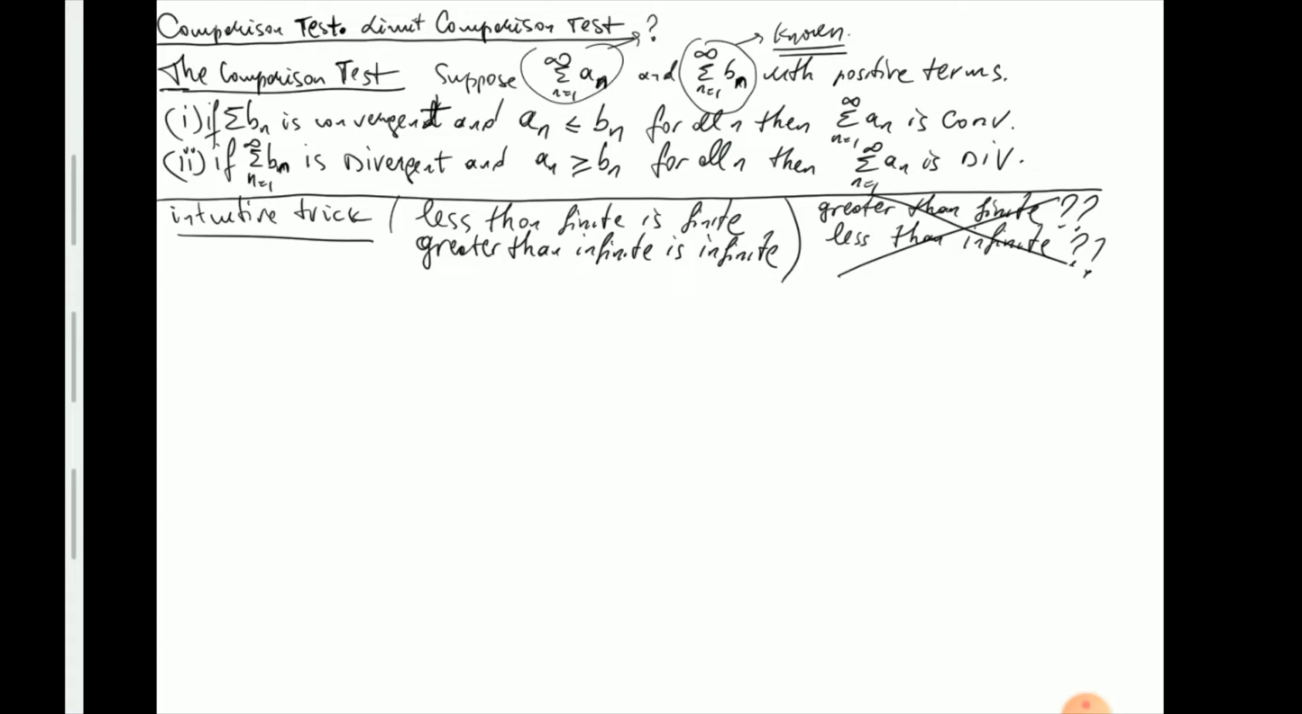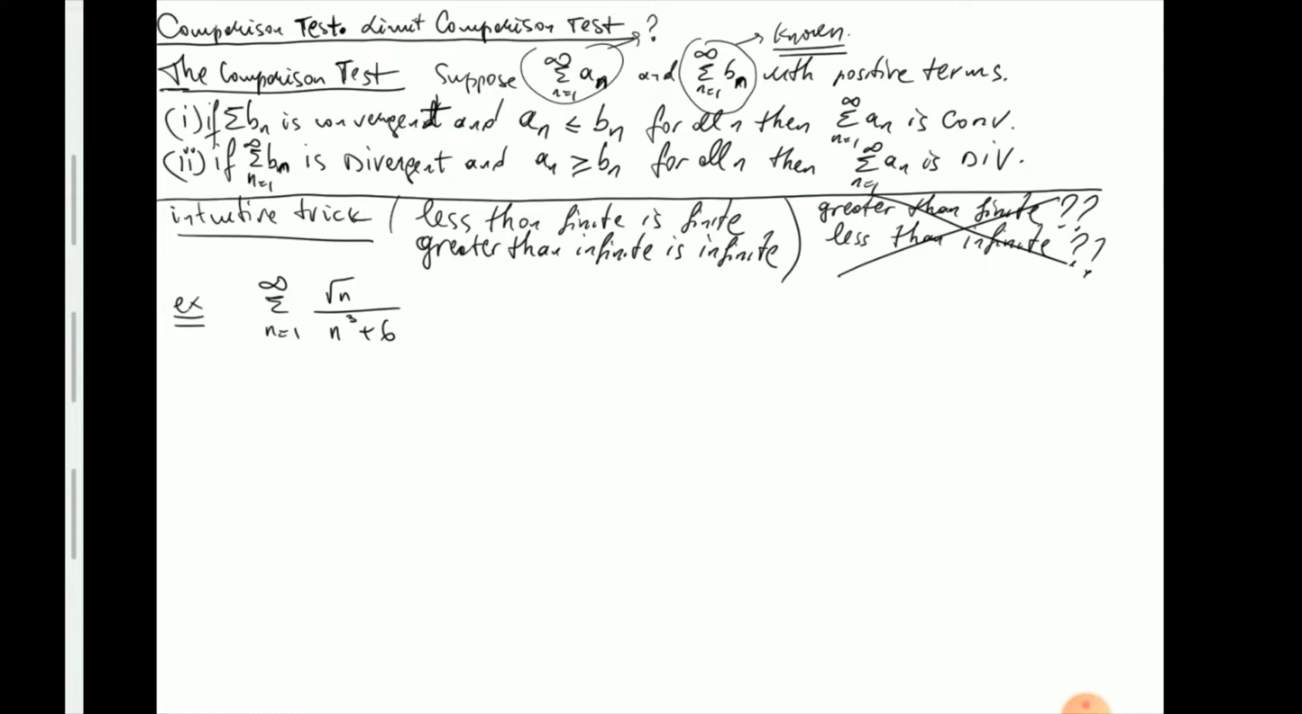Let's see how this comparison test applies in obvious cases. Suppose you have the summation from 1 to infinity of square root of n over n cubed plus 6. The skill that you need to have here is basically to guess whether this will actually converge or not. The idea is to look at the dominating terms. That's the overall hint in problems like this.